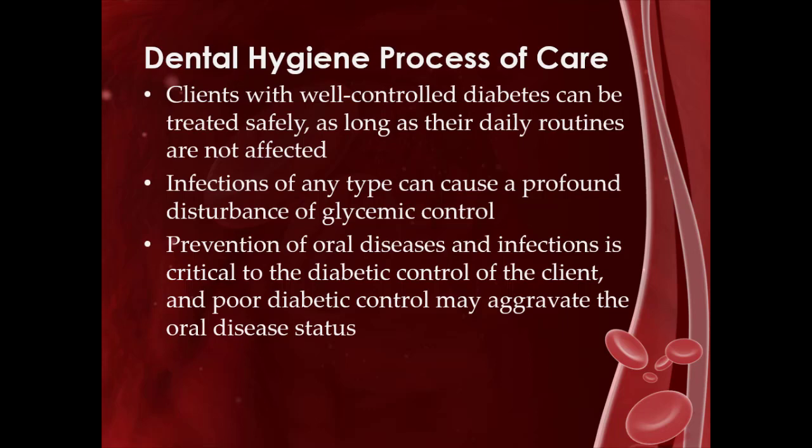If the patient has an oral infection or their glycemic control is not within normal limits, we would need to consult with that patient's physician before proceeding. If a patient has poor diabetic control, then periodontal disease is going to progress at a faster rate than it would in a healthy patient. The patients aren't able to heal correctly, and so the tissue remains inflamed and ulcerated.